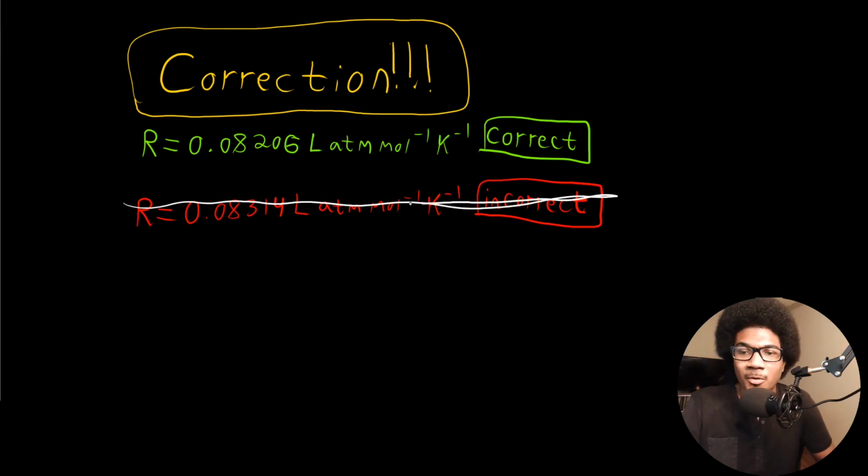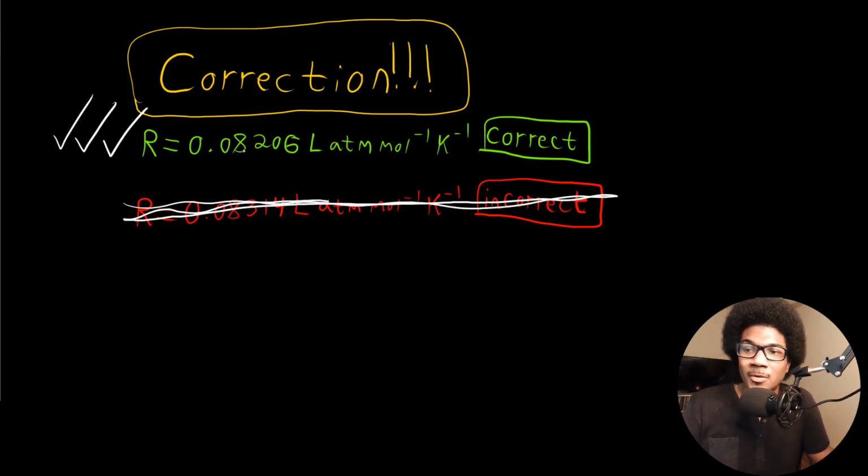So make sure you correct your notes, if you're taking notes, or if you're just watching the video, make sure you note that this is the correct value of the gas constant, not the value that I'm going to use in this video. This 0.08206 is the correct value for the gas constant. With that correction, let's move on to the video.